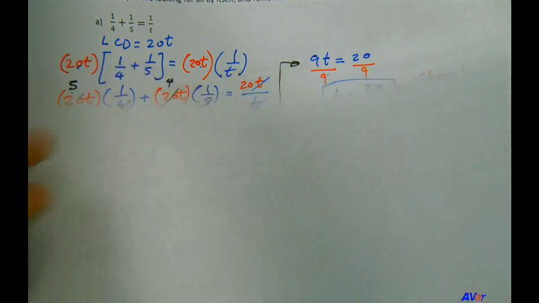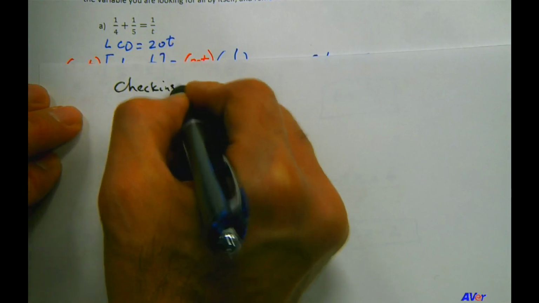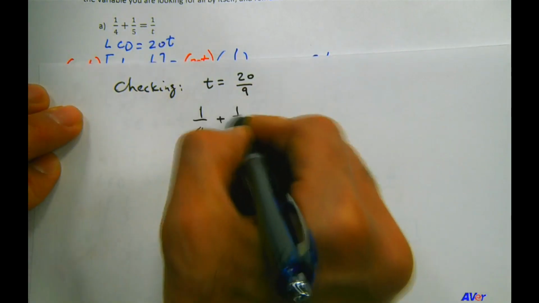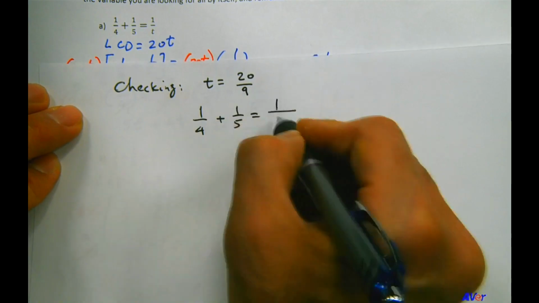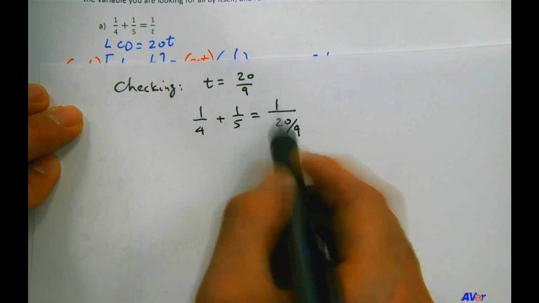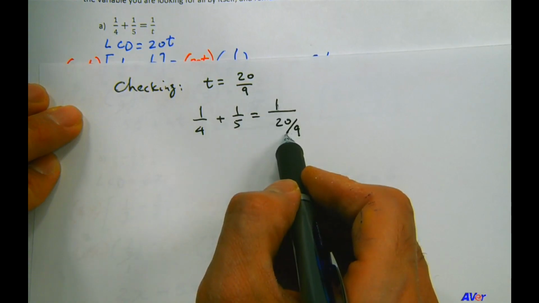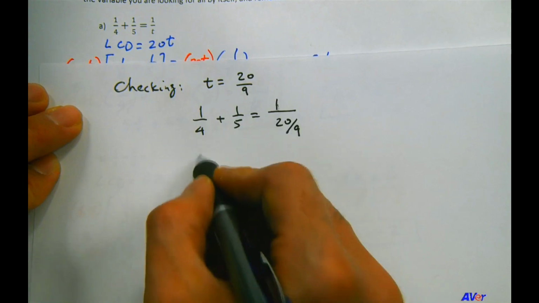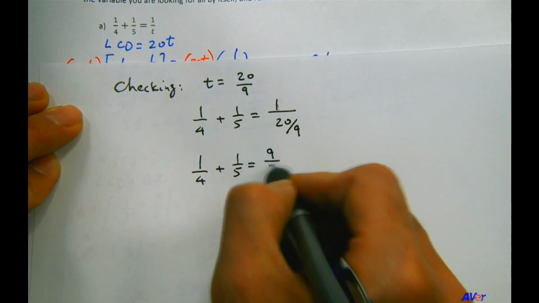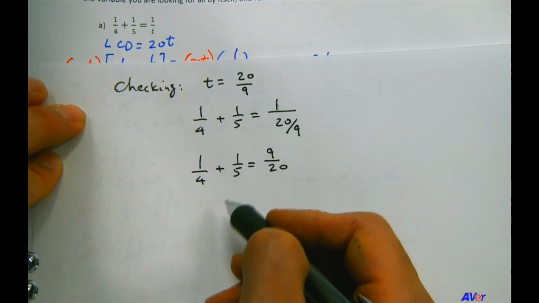So 20 over 9. Okay, checking t equals 20 over 9 in this. So we have 1 over 4 plus 1 over 5 equals 1 over 20 over 9. Well, because it's 1 over that, it's taking the reciprocal of this. So what do we have? We have 1 over 4 plus 1 over 5 equals 9 over 20. It's just taking the reciprocal of that.